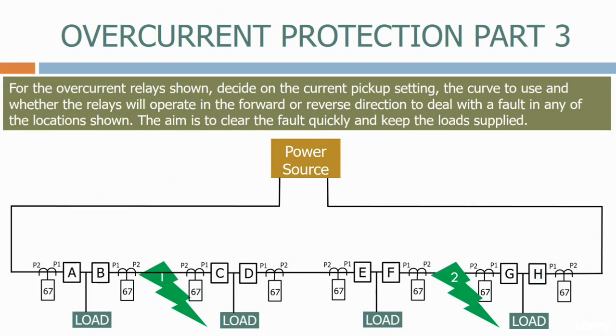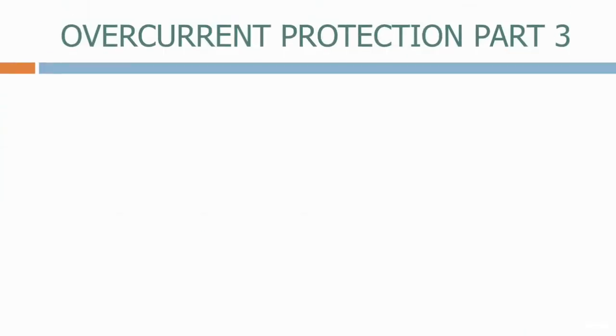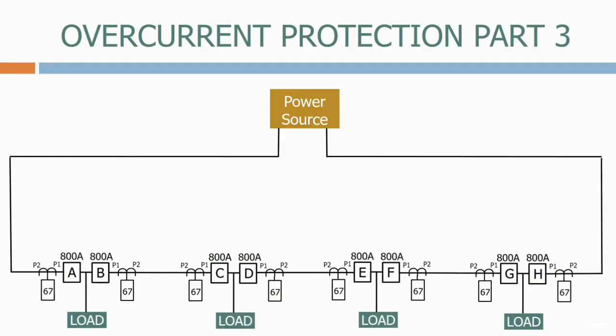For the overcurrent relays shown, decide on the current pickup setting, the curve to use, and whether the relays will operate in the forward or reverse direction to deal with a fault in any of the locations shown. The aim is to clear the fault quickly and keep the load supplied. This arrangement is a typical ring system used on a distribution network. Let's now see the best solution.